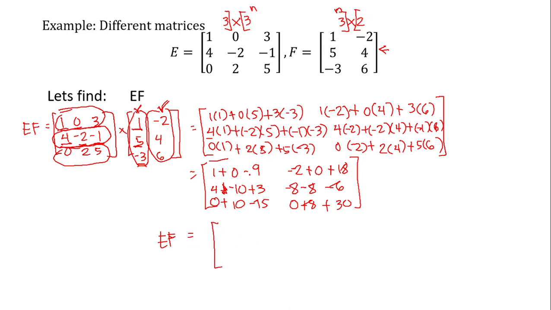1 plus 0 minus 9 is negative 8. Negative 2 plus 0 plus 18 is 16. 4 minus 10 is negative 6. Plus 3, so we have negative 3. Negative 8 minus 8 is negative 16. Minus 6 is negative 22. Then 0 plus 10 is 10 minus 15. So we have negative 5. And 0 plus 8 plus 30 is 38. So this is our matrix EF, which is our 3 by 2 matrix. Okay.